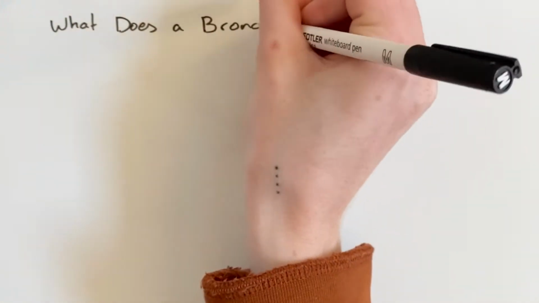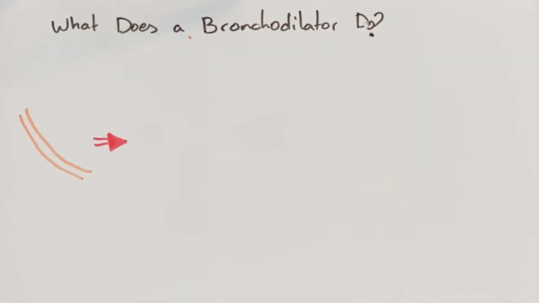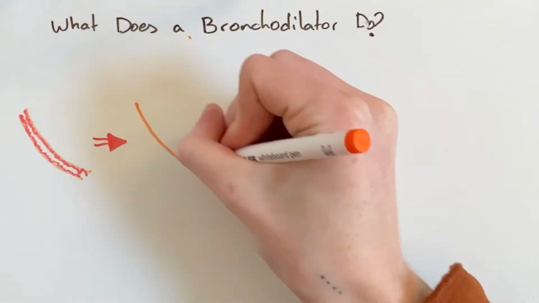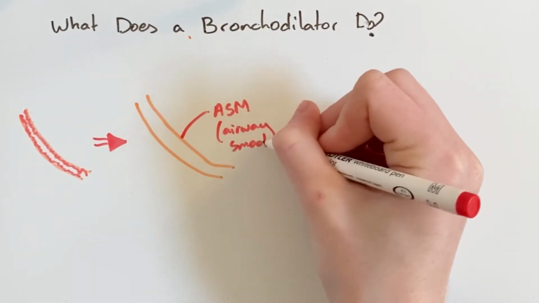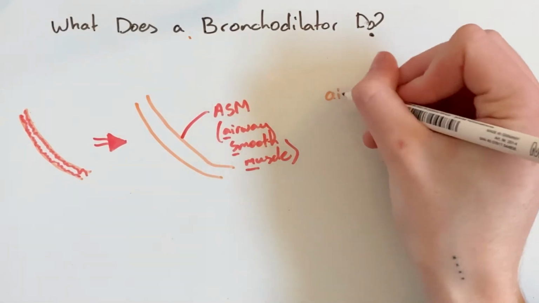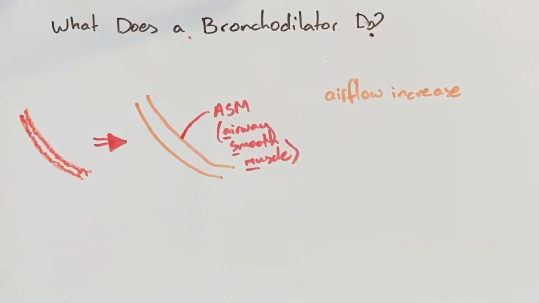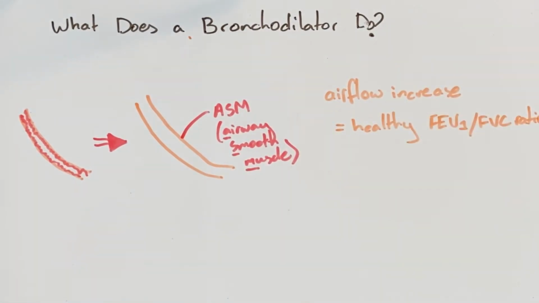Like its name suggests, a bronchodilator dilates the bronchi, reducing airway resistance and increasing the rate of airflow. It does this by relaxing the smooth muscle of the airways, the airway smooth muscle, also known as the ASM, the muscle that we cannot consciously control. An increased rate of airflow will allow you to expire a healthy amount of air in 1 second, increasing your FEV1 over FVC ratio closer to the normal percentage of 70%.